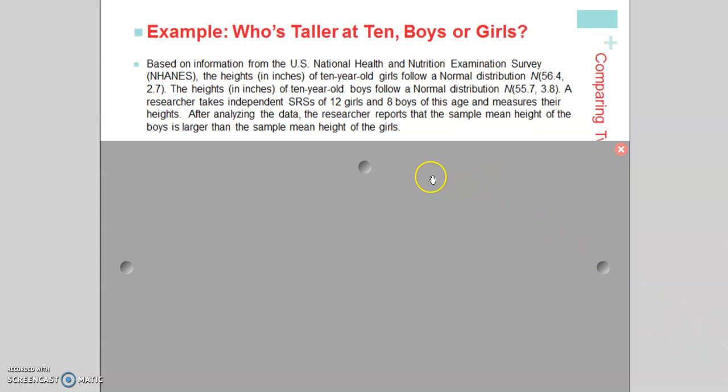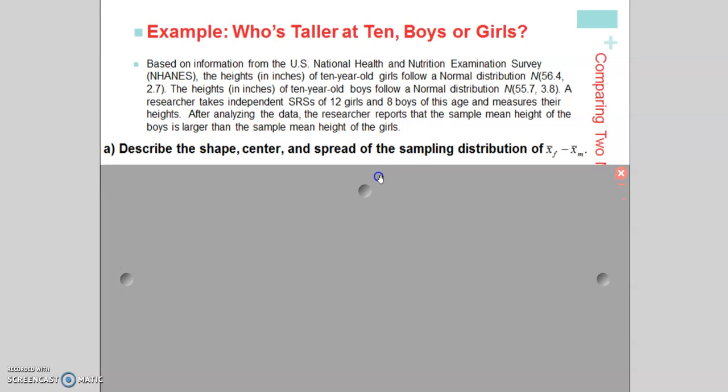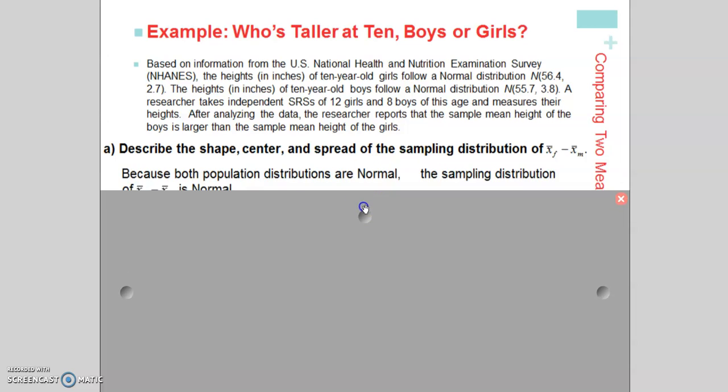So let's take a look at an example here. We take those samples, we analyze the data, and the researcher reports that the sample mean of the boys is actually larger than the sample mean height of the girls. So describe the shape, center, and spread of the sampling distribution.